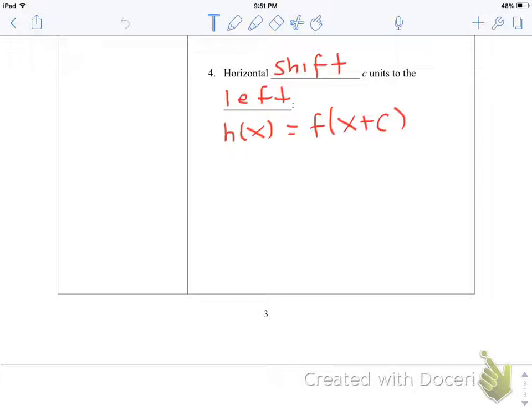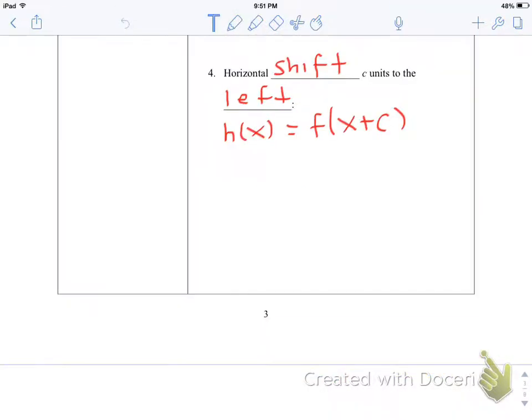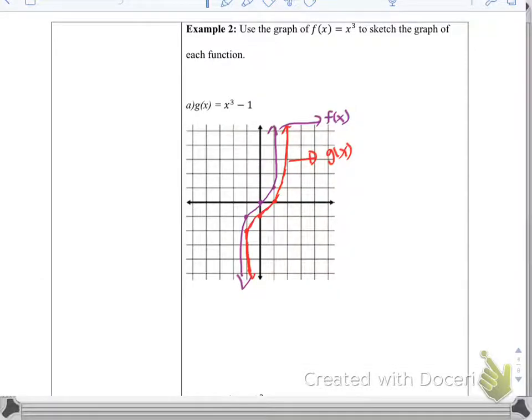Okay. So for vertical shifts, if it's f of x plus c or minus c, you're shifting it up and down accordingly. But if it's f of x minus c, which is in number 3, then you're shifting it to the right c units, and if it's f of x plus c, you're shifting it to the left c units. Okay, I hope that makes sense. Definitely go back over the first 2 pages to see, but we're going to do some more examples now. Okay, so I would pause the video and write this down, or you can listen and then write it down later.